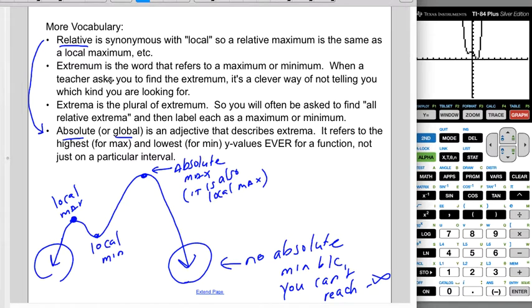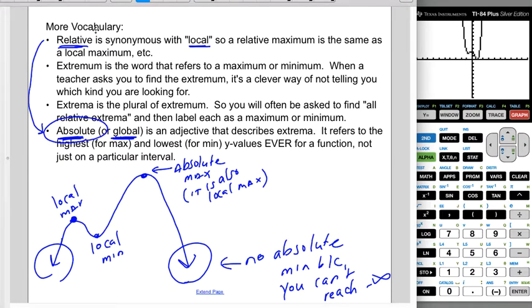So the word extremum is a generic word to refer to either a maximum or a minimum. When your teacher asks you to find the extremum, it's a clever way of not telling you whether I want you to find a max or a min. Extrema is the plural of extremum, so you'll often be asked to find all relative extrema, and that's a way to find all of them and then label them as a maximum or minimum value. Again, this is terminology your book doesn't directly address, but you're definitely going to see them as interchangeable. Some teachers and some textbooks use relative, and some use local. Some teachers and some textbooks use absolute. Some teachers and textbooks use global.